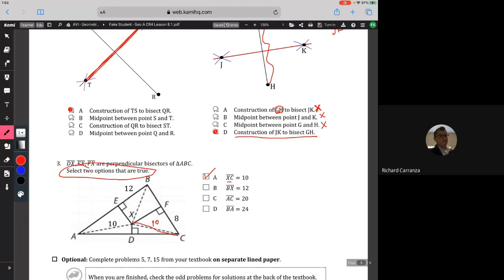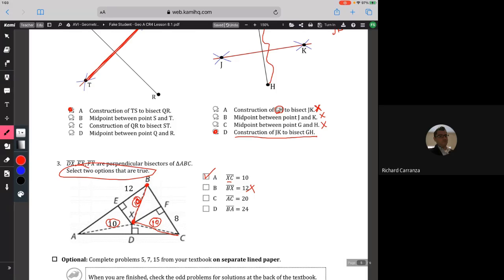B is saying BX is 12. Is that true or false? False. It should be what? Do you know what it should be? 8, right? No, it should be the same thing. All of these are the same. BX should also be 10. Oh, 10. Yeah. I thought you said E. Oh, sorry.